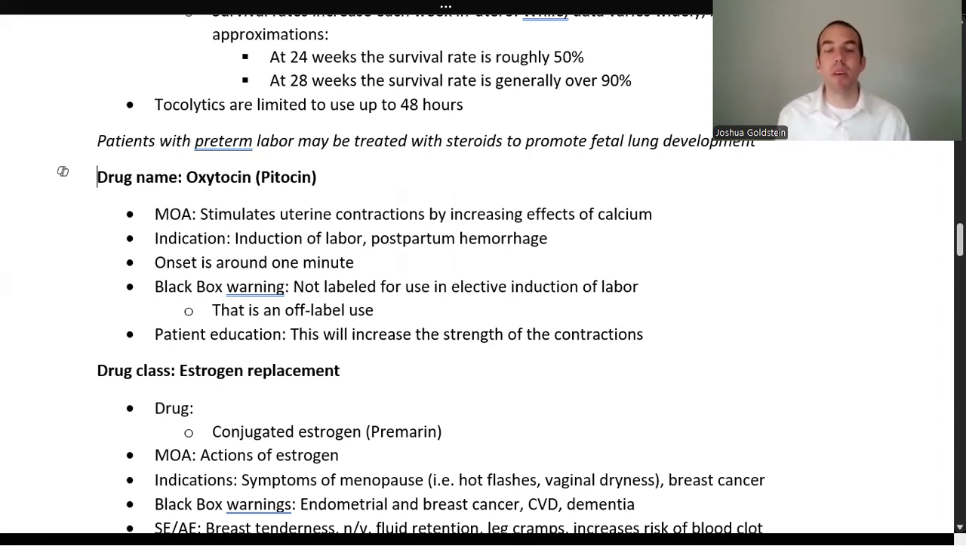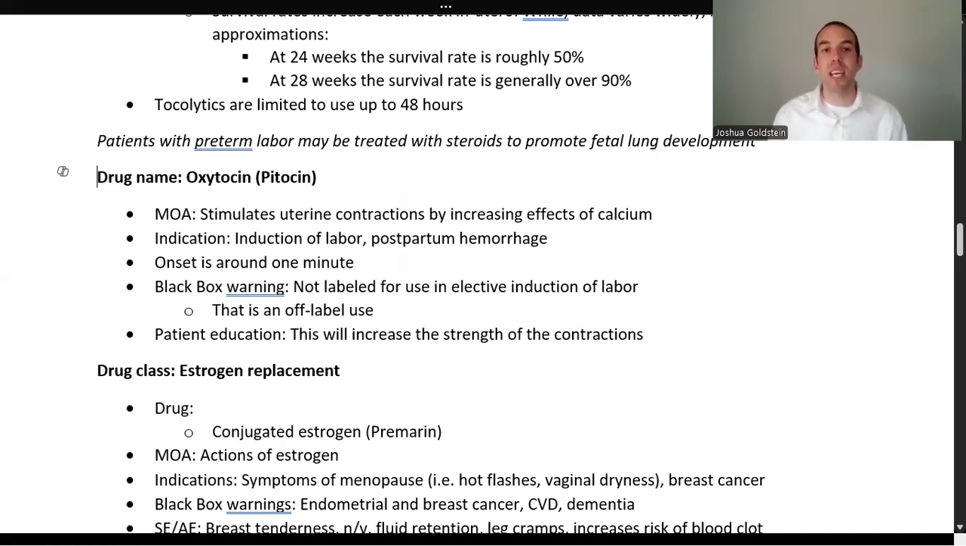So now let's move on. Mom is now in labor, and now the next drug we have is oxytocin. Oxytocin is used both to induce labor and to control bleeding after labor. Oxytocin stimulates uterine contractions. The tocolytics prevent uterine contractions. Pitocin or oxytocin stimulates uterine contractions, which is what gets baby out.